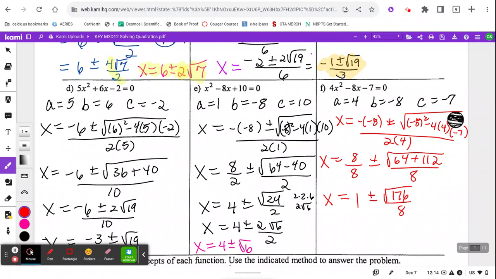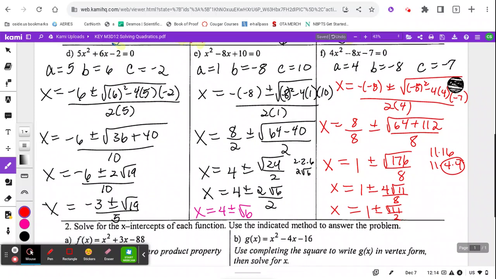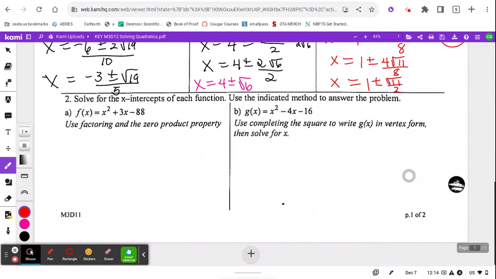And so I break down the 176, and it's 11 times 16, which is 11 times 4 times 4. So 4 comes out and 11 stays in. So my final answer here, because 4 and 8 can reduce, is 1 plus or minus root 11 over 2. That 4/8 becomes 1/2. And those are my 2 real roots. So at this point, after practicing those 6, you should be feeling pretty solid on the quadratic formula.